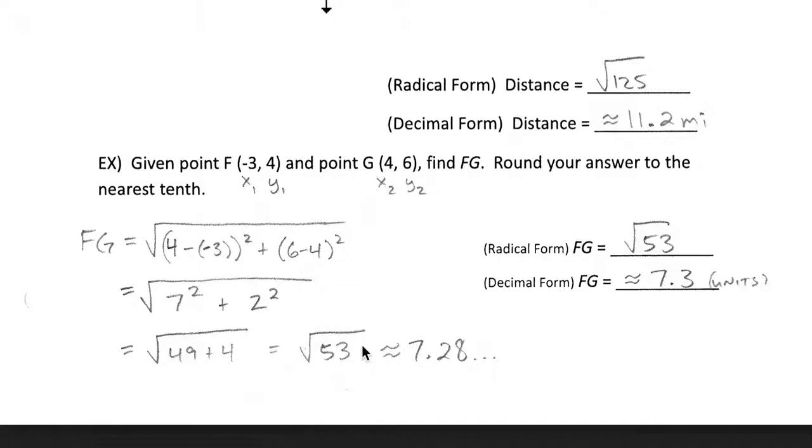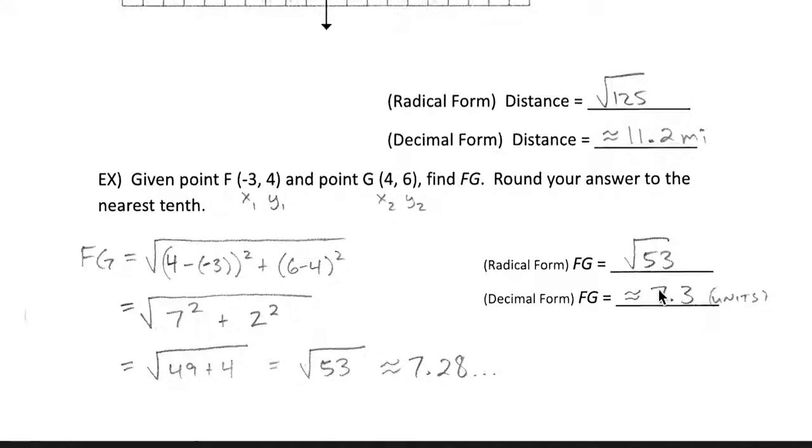We could keep it in radical form and say that the distance between f and g is the square root of 53. Or we could take it to its decimal form and round to the nearest tenth, which is about 7.28. Rounding to the 10th spot, we're going to round up and make it 7.3.